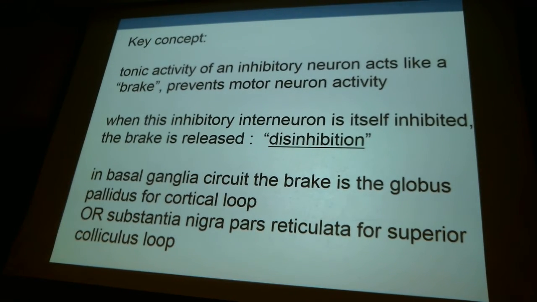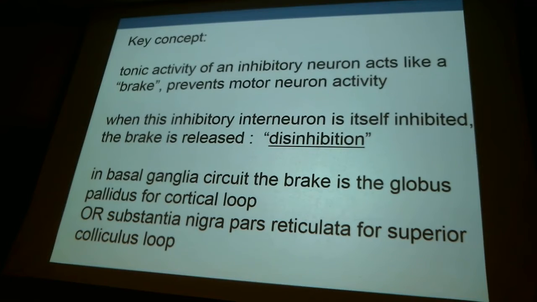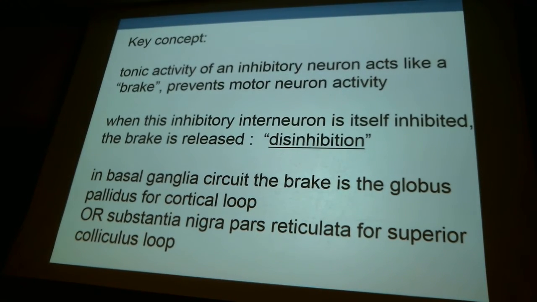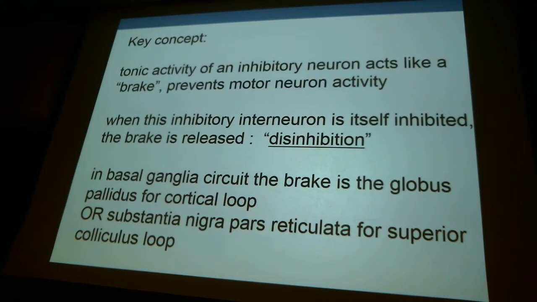So just to summarize, the really key concept here is that there's a tonic activity of an inhibitory nucleus or set of neurons that are acting like a brake on motor activity. You're not doing all of your potential motor activity all the time. You have to suppress motor activity. And when you want to activate something, you have to disinhibit the brake. So you have to remove the brake, and that causes disinhibition and allows you to make motor activity.